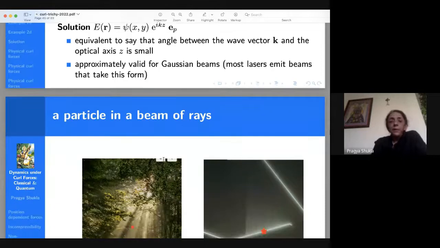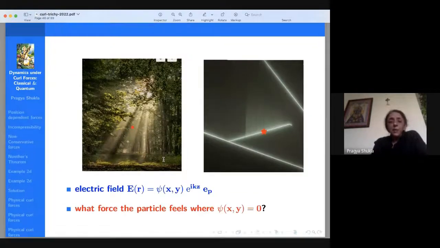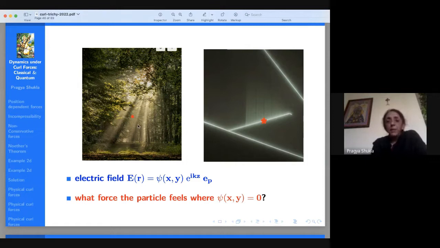For example, this is a picture of the beam. If you don't know what a beam is, I found while discussing with some of my students that it is a beam of many rays, all traveling in the same direction. You are talking about the net electric field of all these rays, given in this form. Question is, if we put a particle, shown in red, in this beam of rays.